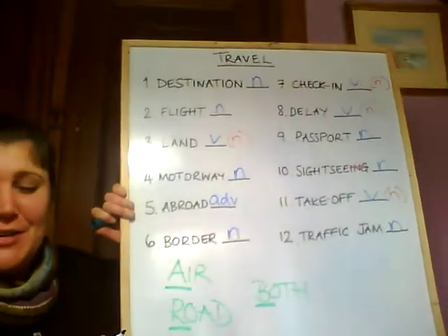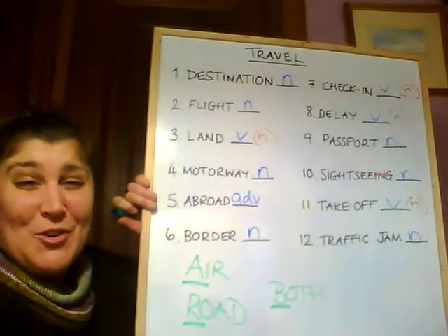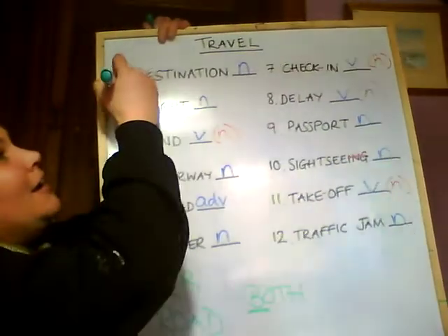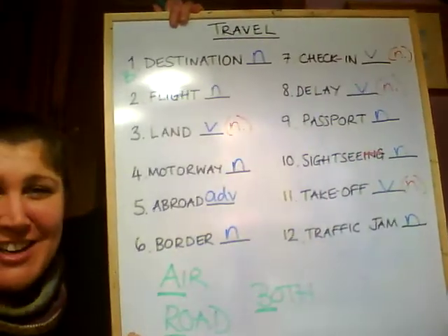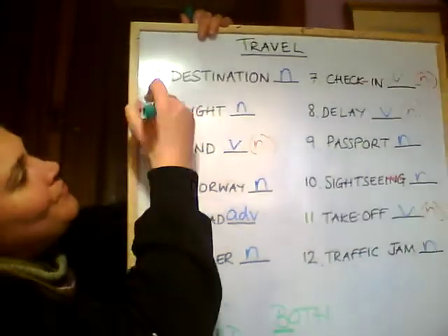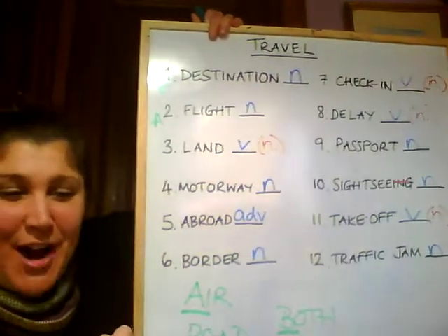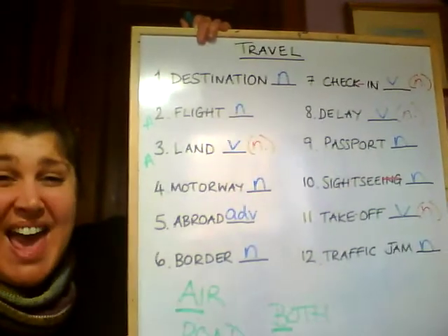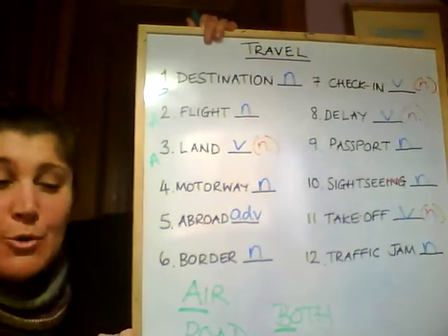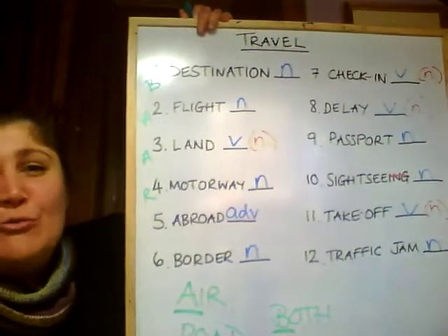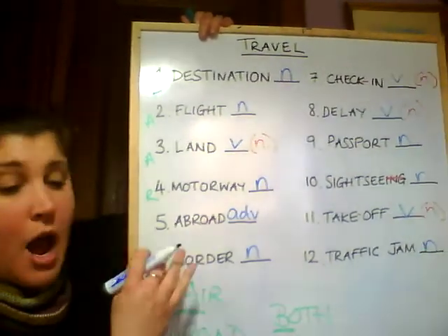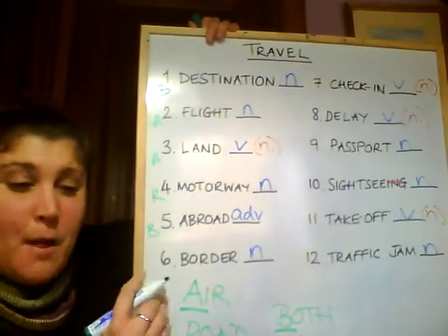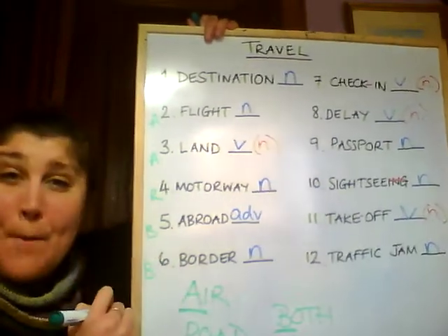Time's up. How did you do? Let's check your answers. So, destination? Both. Very good. Flight? Air travel. Excellent. Land? Air travel. Motorway? Of course, road travel. Abroad? Could be both. Border? Both.